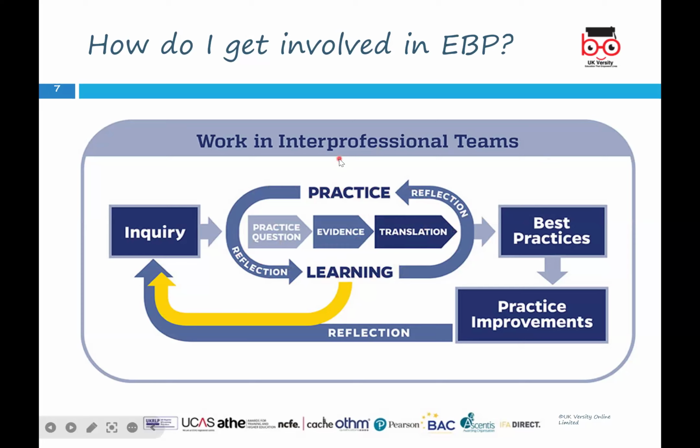So for instance, you have certain practices. What are the best practices that are being used? Do those practices have a chance of improvement? You're going to reflect back and then ask yourself. So this is how you get involved in evidence-based practice. What evidence is there that a certain practice makes a certain change? This is how you would go about it, and this is through proper research that you will be involved in, proper inquiry that you will have to do.